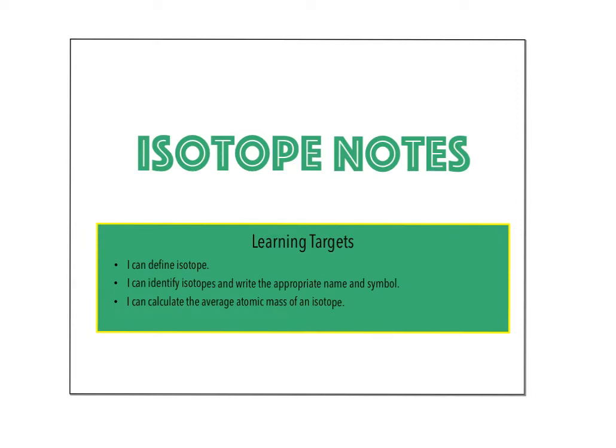We got some notes today on isotopes. So first goal, we have to be able to define isotopes. What are they? How do I know? I want you to be able to identify isotopes and write the isotope name and symbol, two separate things. And then calculating the average atomic mass of an isotope is where we will spend most of our time in this video.